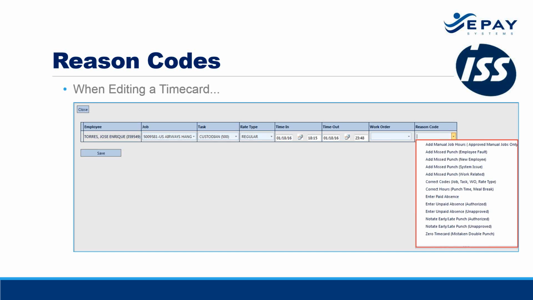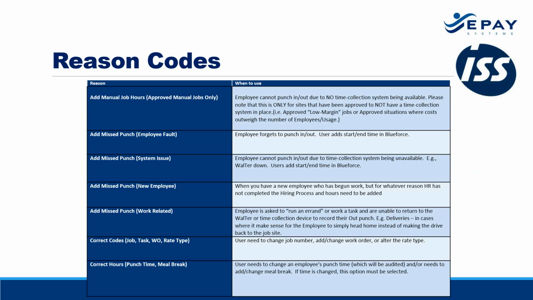The next four are all related as they all start with add miss punch. The next two talk about correct codes, correct hours. And the ones down below are grouped as well by the enters and then the notates, and then a zero time card obviously at the very bottom. But bottom line, I should go through here. The different reason codes that are available to you are as follows.